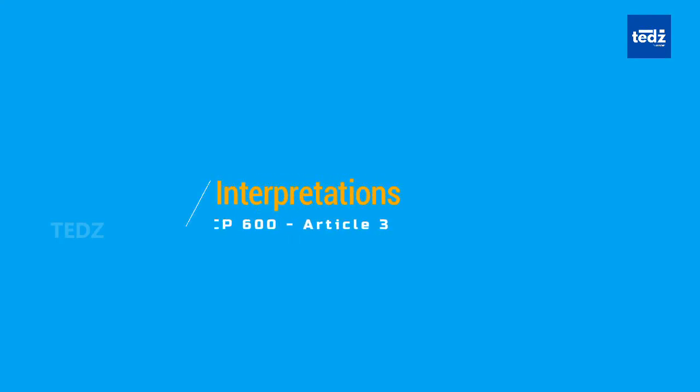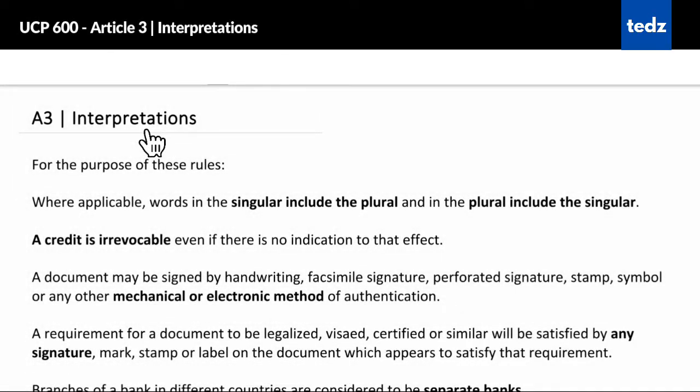Today let's discuss Article 3, which is interpretations. This article will give you an idea of how to use these words when they appear in the document. The first one is about interpretation: singular includes plural, and vice versa, plural includes singular. For example, when the LC condition says it requires mobile, and when we check in the document we see mobiles, then it's acceptable. So it works vice versa.